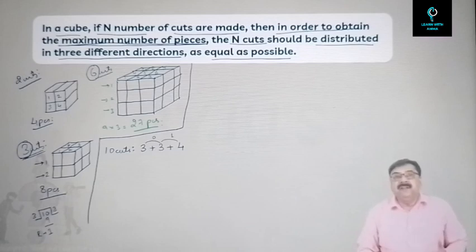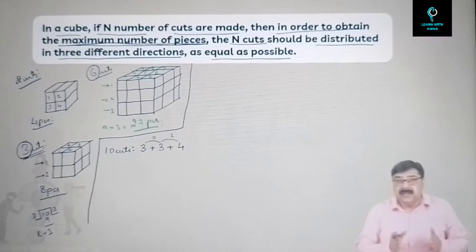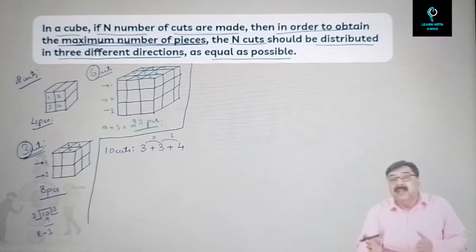Whereas if we would have made all the 10 cuts in the same direction, that is 1, 2, 3, 4, 5, 6, 7, 8, 9, 10, all vertically perpendicular, then the number of pieces obtained would have been 10 plus 1, that is 11, which is the least number of pieces produced. So you want to maximize the number of pieces produced, so distribute the number of cuts as equal as possible in 3 different directions. If the number of cuts is not divisible by 3, then distribute the remainder as equal as possible to the cuts made in the various directions. Now, my question is, what would be the maximum number of pieces produced by making 10 cuts to a cube?